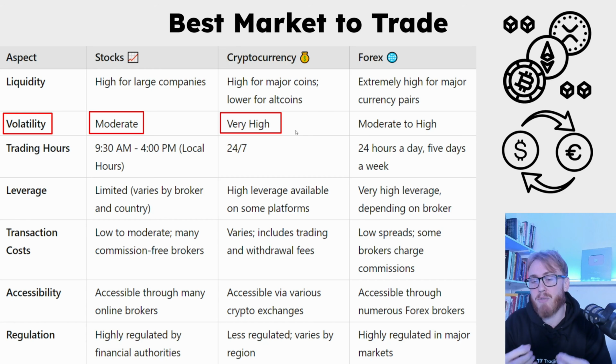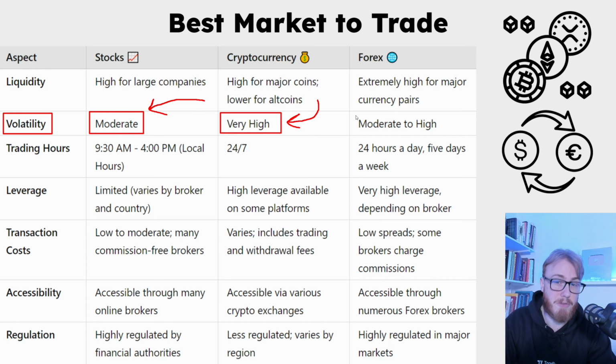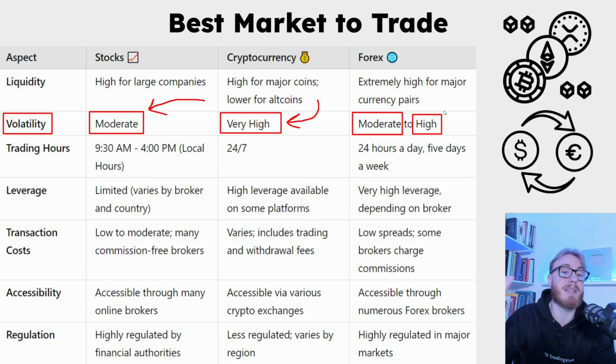And very high volatility also means that it can be harder to trade, especially as beginners. So if you are a complete beginner, it might be smarter here to choose stocks to begin with because of the high volatility for cryptocurrencies. And last but not least, what about the volatility for Forex? Well, I would say in general, at least for the big pairs, we have sort of medium volatility, but for smaller pairs, it can definitely be high.